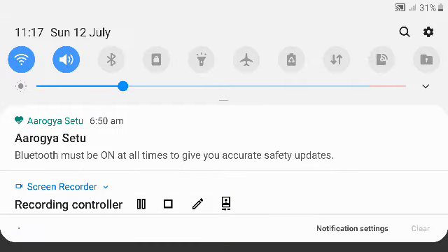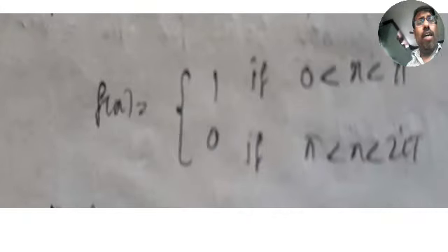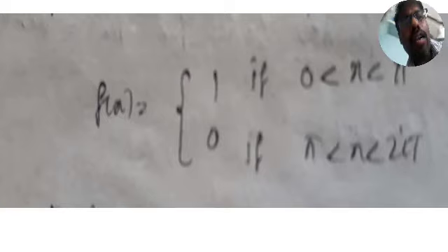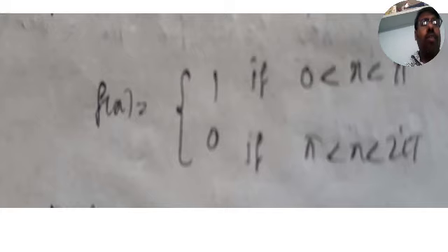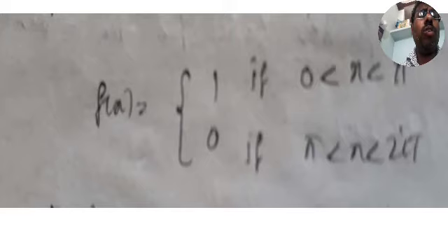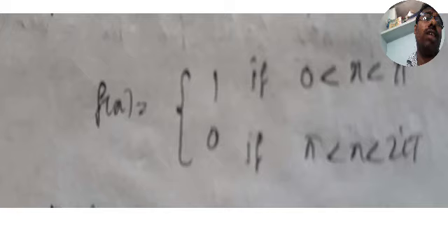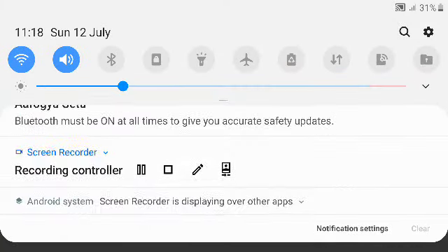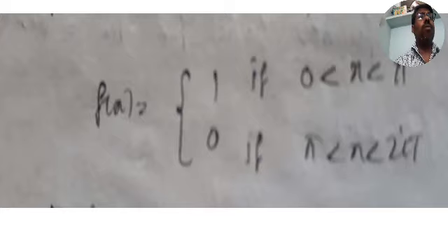The example is f of x is equal to 1 if 0 less than x less than pi, and 0 if pi less than x less than 2 pi. So from 0 to pi the function value is 1, and from pi to 2 pi the function value is 0. So left of pi it is 1 and right of pi it is 0. That's why such functions are called discontinuous functions. Let us move on to the next.